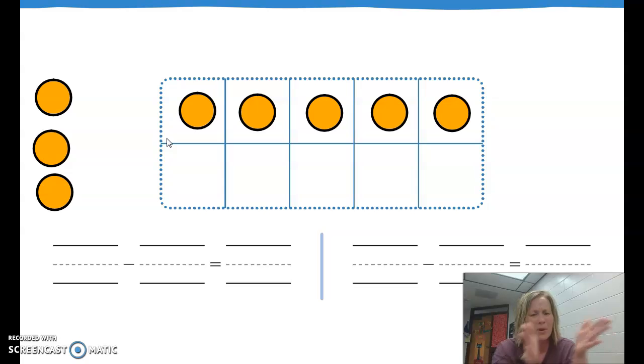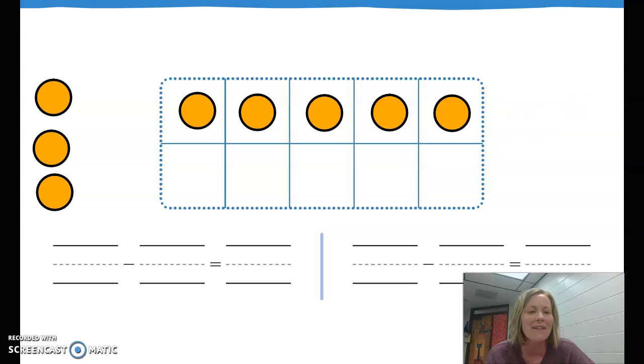Now, did we put together or take away? You're right, this time we're taking away, so we have to write a subtraction sentence. Boys and girls, how many? We know our first number is how many I started with. How many did I start with? 8. How many did I take away over here?